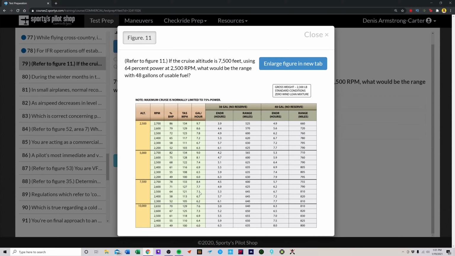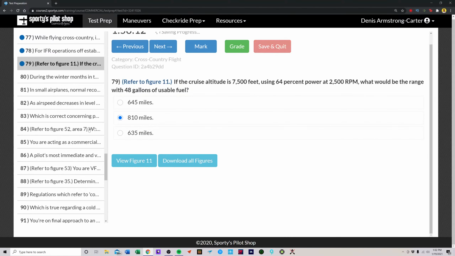What would be the range with 48 gallons of usable fuel? 48 gallons. 810. It is 810, guys. You just go straight across the line.